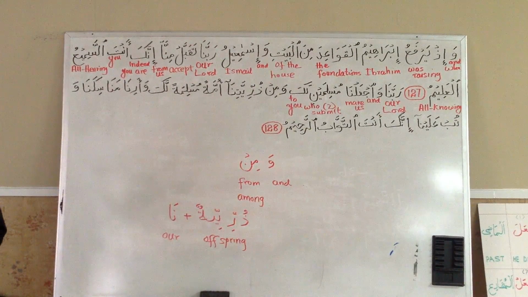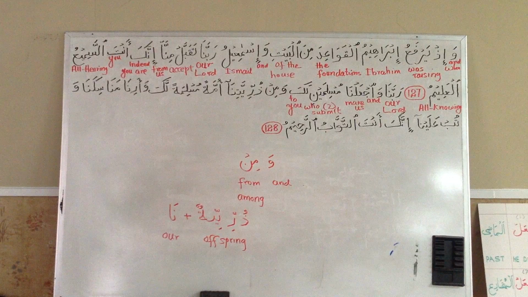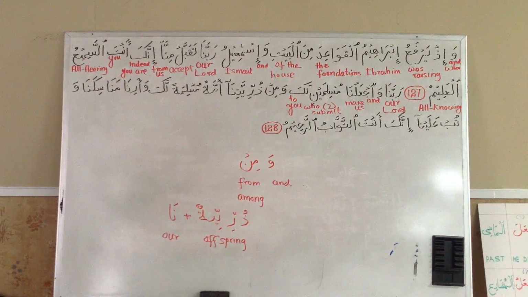Excuse me, sir. Can we get the idea of nisbiya from this ayah? It doesn't mean just the children of Ismail alayhi salam or Ibrahim alayhi salam. Could we make it like the follower of him?